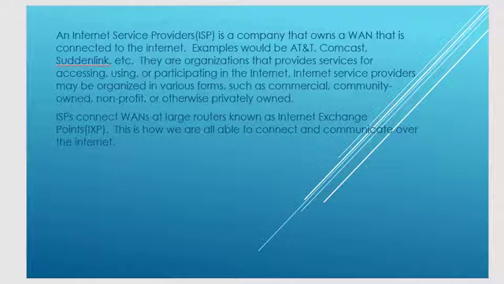Your internet service provider is a company that owns a wide area network that is connected to the internet. That would be your AT&T, Comcast, your Suddenlink, and they're organizations that provide services for accessing, using, or participating in the internet. The ISP connects the WANs at large routers known as Internet Exchange Points, the IXPs. And this is how we're all able to connect and communicate over the internet.